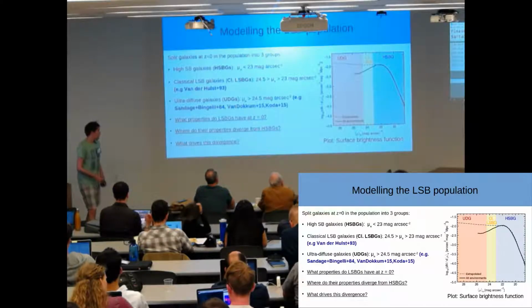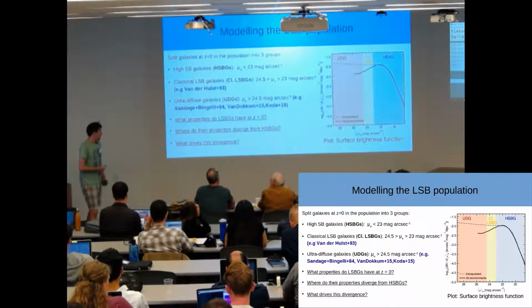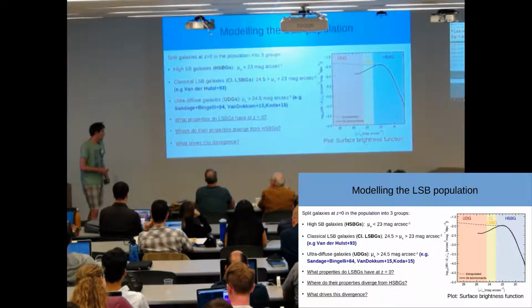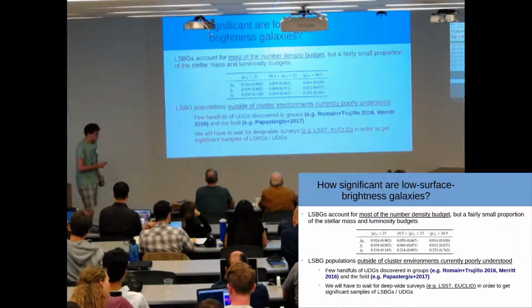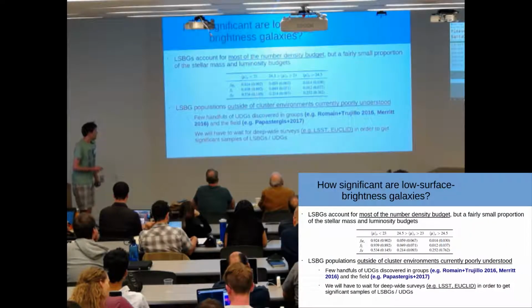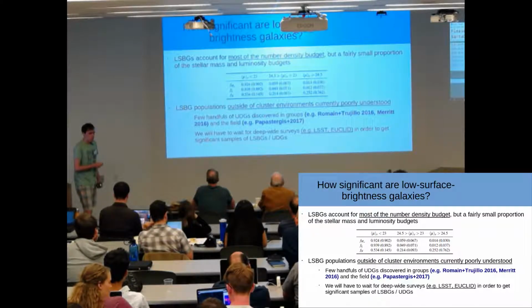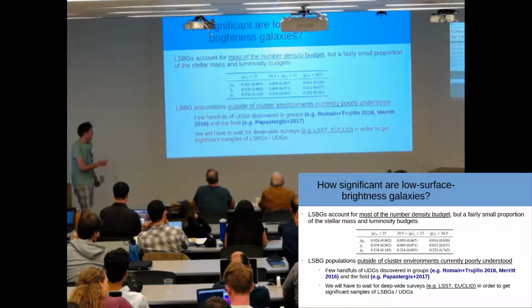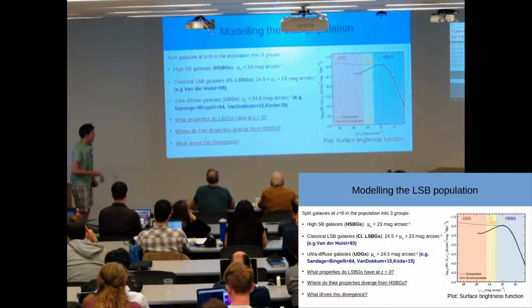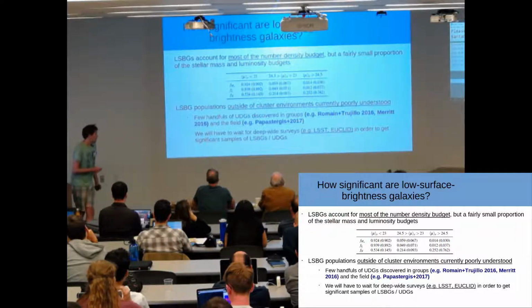What we want to know is: what are the properties of LSBs at redshift 0? How do these properties diverge from the high surface brightness population? And what's actually driving these divergences? You can see clearly that low surface brightness galaxies account for most of the number density budget, but a fairly small proportion of the mass and luminosity budgets. This table summarizes that, and the numbers in brackets are what we get if we complete the surface brightness function by extrapolating the mass function down to 10^7 solar masses.